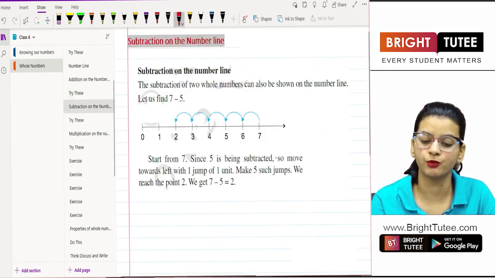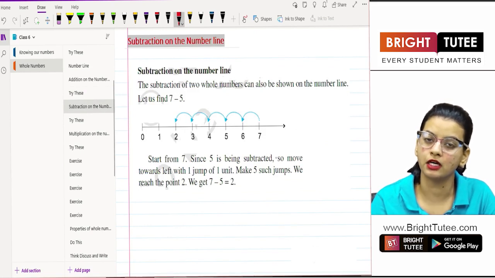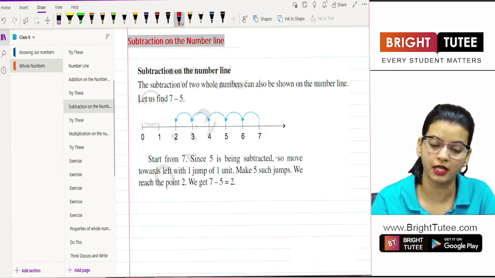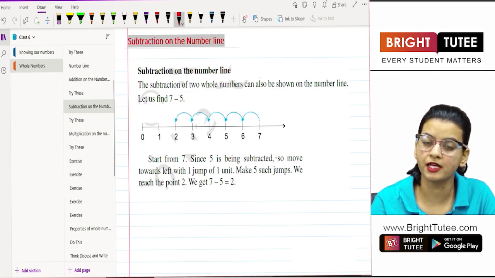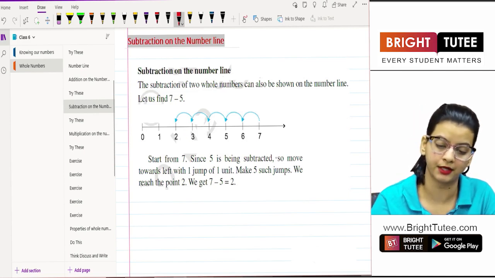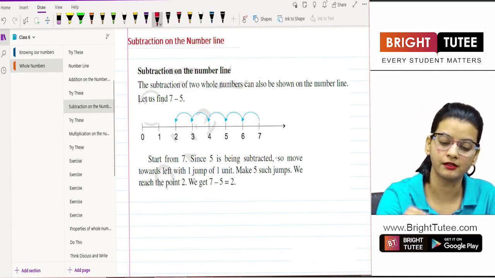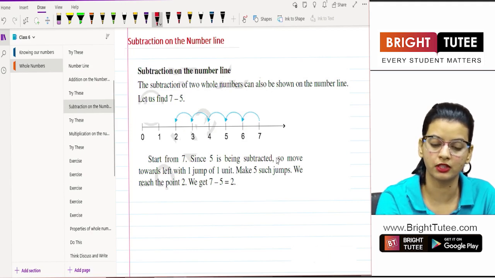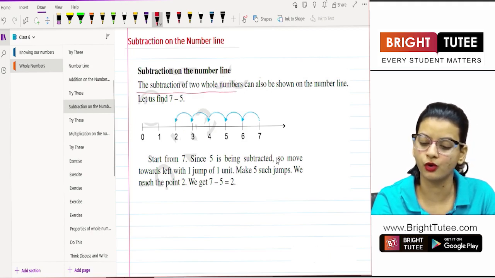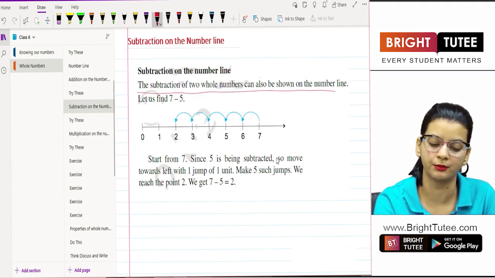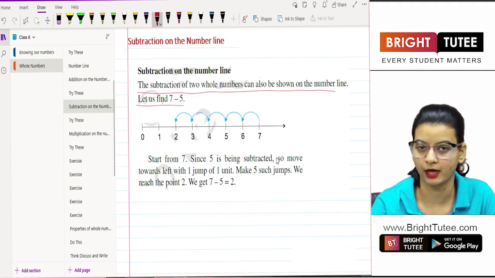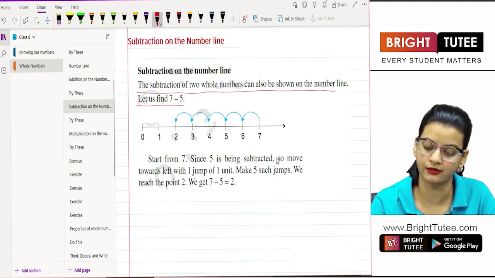Okay, now let's move forward and calculate the difference between two numbers, that is when we subtract one number from the other using the number line. Okay, so let's start with that. So we have got subtraction on the number line. The subtraction of two whole numbers can also be shown on the number line. Let us find 7 minus 5.